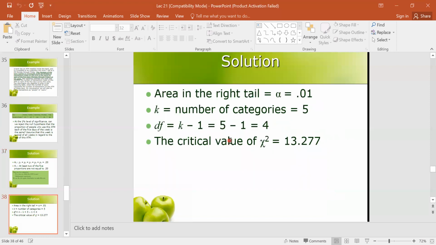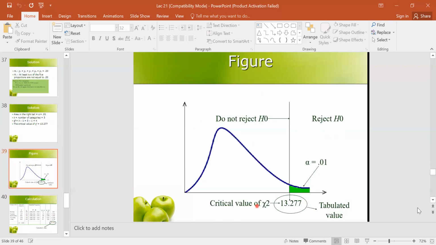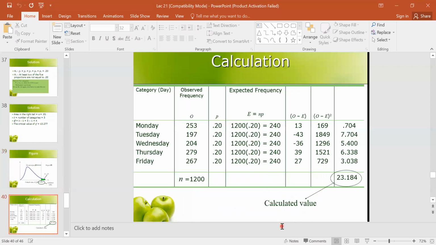So this is the right tail distribution, as this is the chi-square, so left tail. And the number of categories here is 5, as we are using the 5 days. So 5 minus 1 gives 4 degrees of freedom. And the critical value in the table against 4 degrees of freedom at 0.01 is 13.277. So this is our critical region, the table value which we calculate from the table.